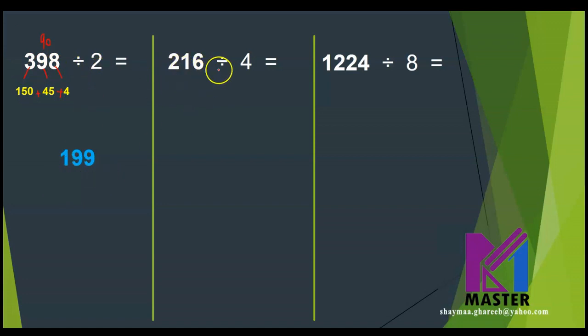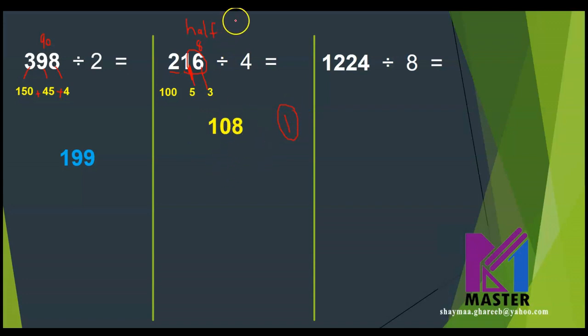What about 216 divided by 4? We said we are going to find the half 2 times. Half, then half. Half twice. So the first half, let's do it. Half 200 is 100. Half 16 is 8. Or we can say half 10 is 5. And half 6 is 3. So the half of 216 is 108. So this is the first half.